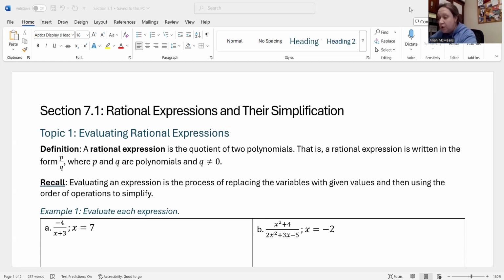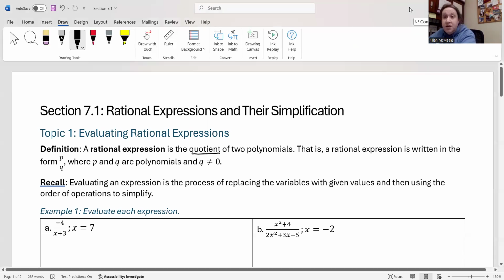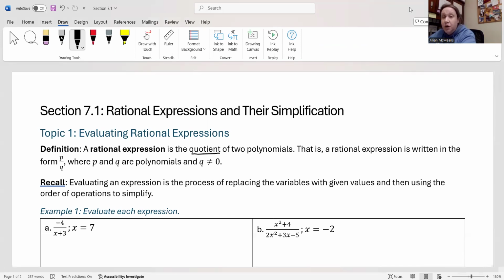So for this video, we're going to talk about what is a rational expression and then just remind ourselves of how to evaluate things. A rational expression is the quotient of two polynomials. So it's division. We're basically dividing two polynomials. That is, a rational expression is written of the form P over Q, where P and Q are polynomials as long as Q is not equal to 0.